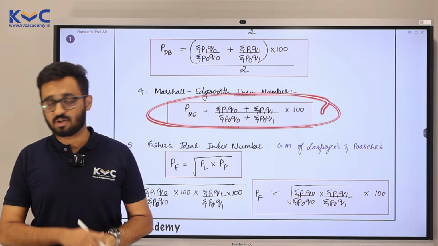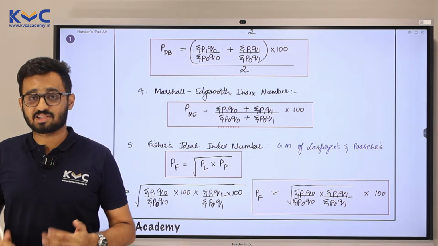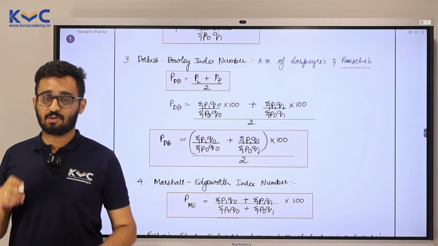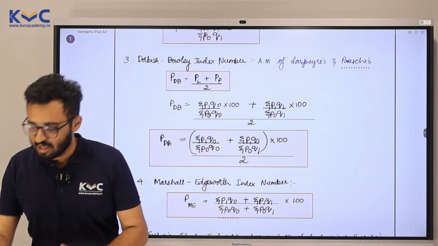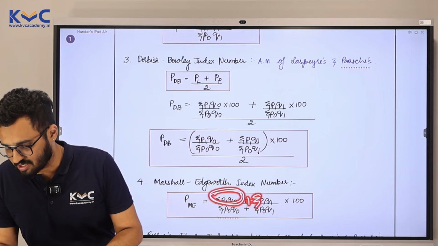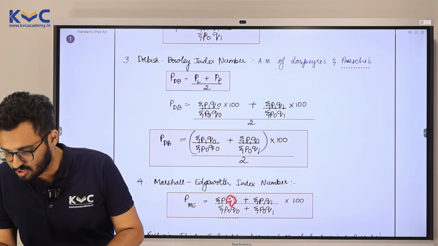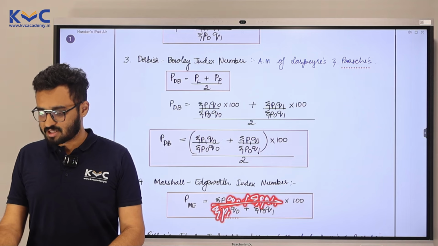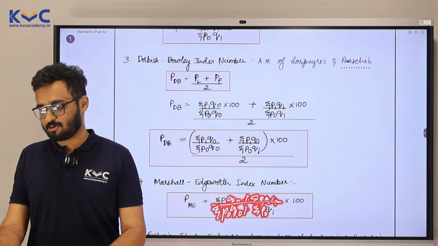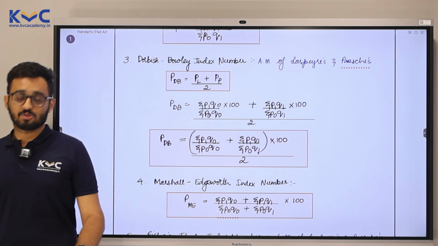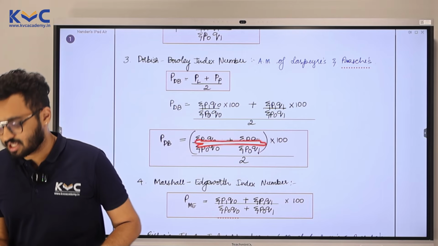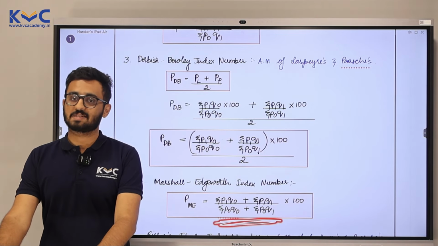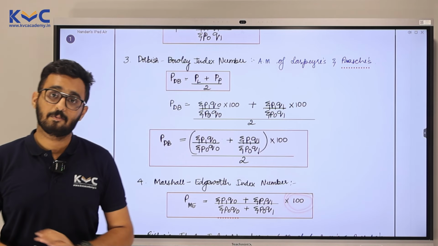Next comes Marshall-Edgeworth. Now this is even more simple. You know what to do in Marshall-Edgeworth? Add the numerators, add the denominators of Laspeyre and Paasche. Okay, summation P1 Q0 plus summation P1 Q1, whole divided by summation P0 Q0 plus summation P0 Q1, into 100. So the numerators of Laspeyres and Paasches are being added, divided by the denominators of Laspeyres and Paasches being added, into 100. Understood?